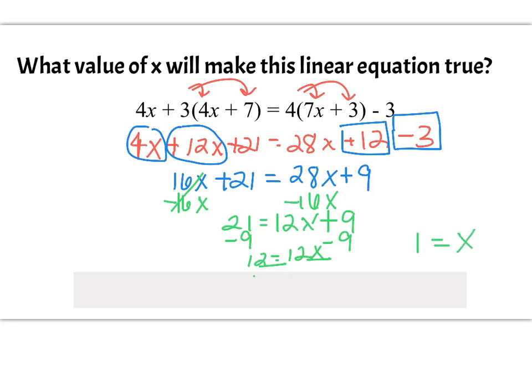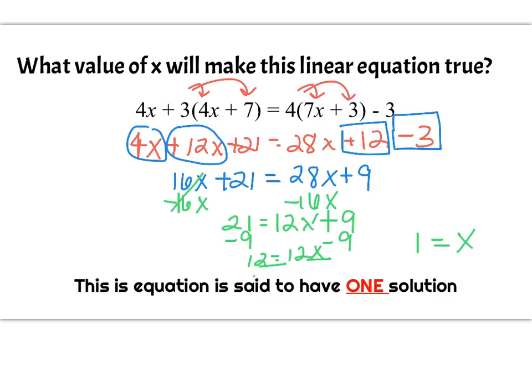So 1 equals x. This is saying that if I plug 1 in for x in my original equation, my left side is going to equal my right. So this equation is said to have one solution. There is only one number that I can plug into x to make that equation true, to make the left side equal to the right side.